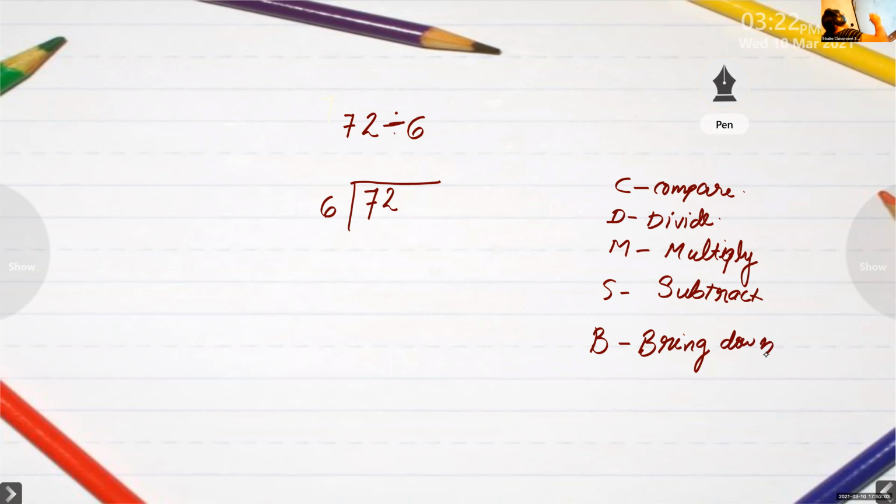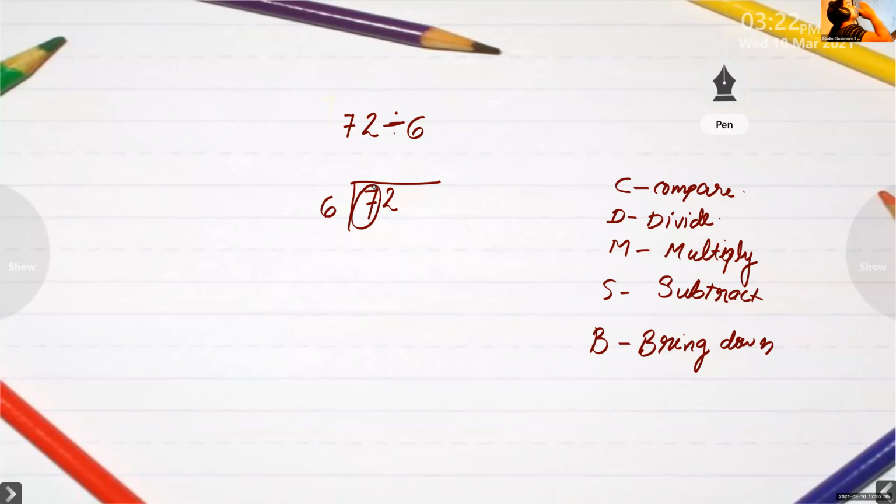Please listen. So 72 by 6. Whenever we do division, you have to start from which digit? Leftmost digit. Here the leftmost digit is 7. So we follow the steps. First we compare. 7 is less than 6 or greater than 6? Greater than 6. So we can divide 7 by 6.